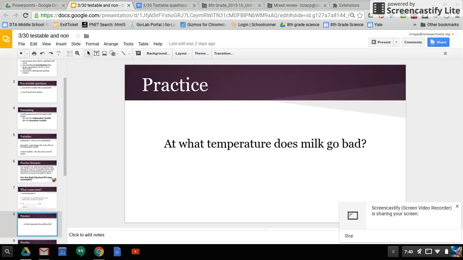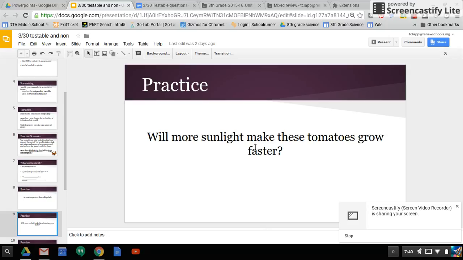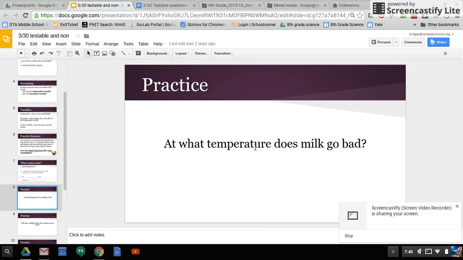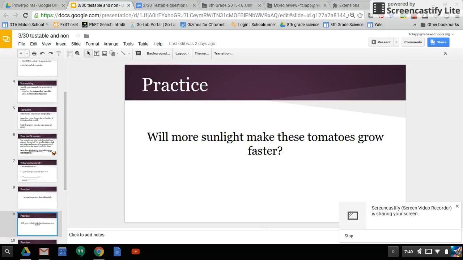So let's do a little bit of practice. At what temperature does milk go bad? Is this testable or non-testable? Will more sunlight make these tomatoes grow faster? Testable or non-testable?